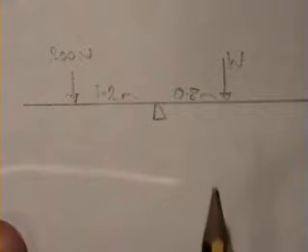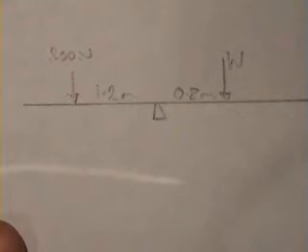The question doesn't use the word equilibrium, but it says the seesaw is balanced, so it is in equilibrium. If it's in equilibrium, the principle of moments applies. If the principle of moments applies, the total clockwise moment must equal the total anti-clockwise moment. And if we're answering questions, we write that down. Total clockwise moment equals total anti-clockwise moment.